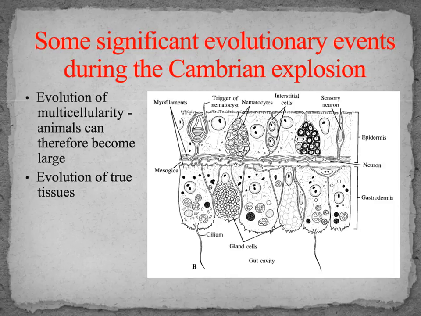Here are some significant evolutionary events during the Cambrian explosion. Firstly, the evolution of multicellularity, in which animals became larger. Secondly, the evolution of true tissues. For example, the most primitive animals with true tissues are diploblastic. They have two embryonic layers, ectoderm and endoderm.